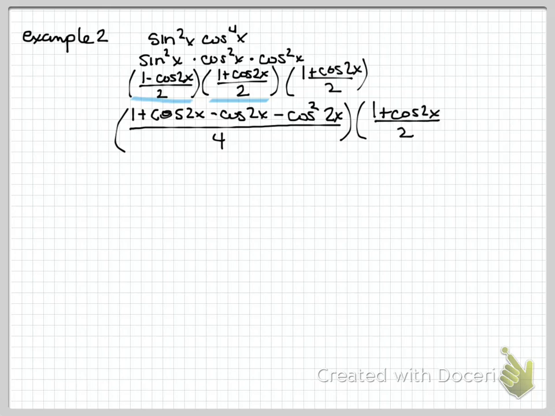And I'm not doing anything with that last parenthesis yet. I'm going to simplify the first one as much as I can. Okay? All right, and looking here, you notice that this one and this one are going to cancel out, and I'm left with 1 minus cosine squared of 2x all over 4.